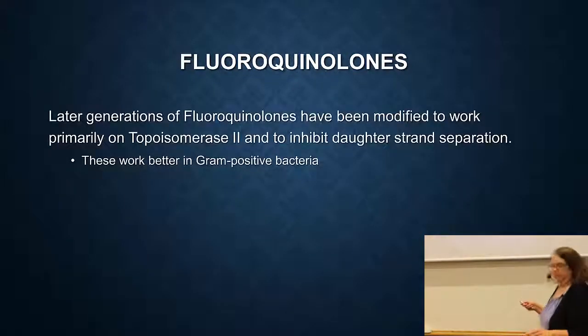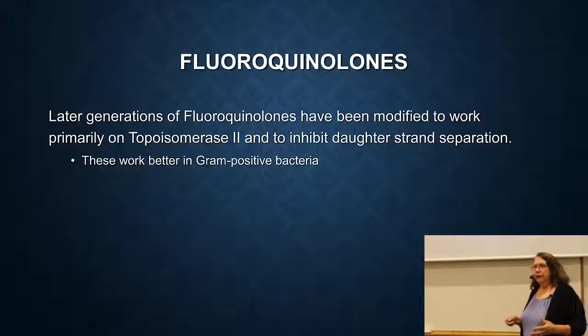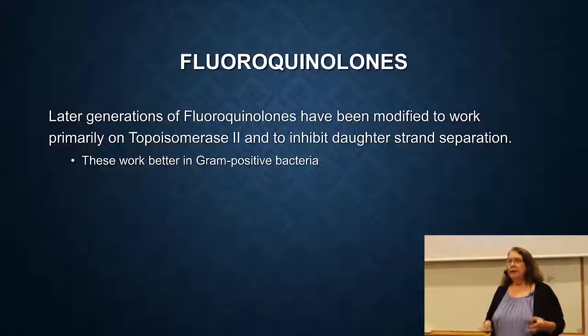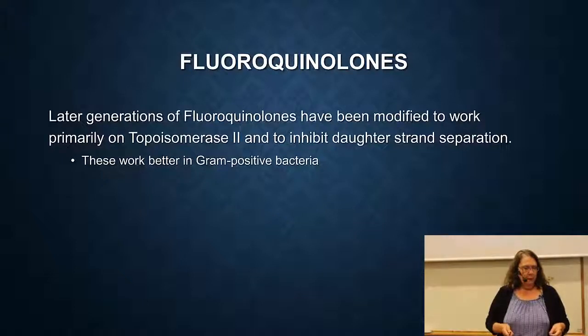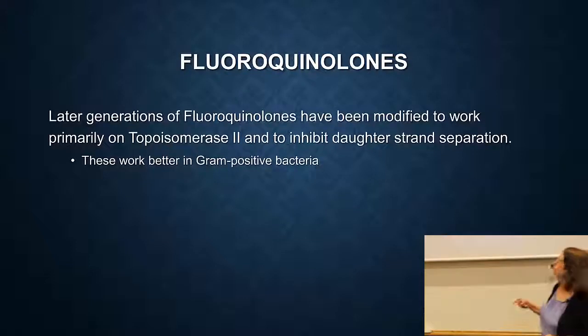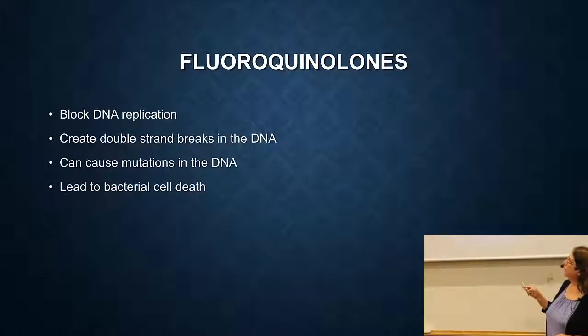Now, fluoroquinolones act on gyrase and topoisomerases, but later generations of fluoroquinolones have been modified to be able to work primarily on topoisomerase 2 to inhibit daughter strand separation. And these seem to work better in gram-positive bacteria. So, in summary, fluoroquinolones block DNA replication. They create double-strand breaks in the DNA, and they can cause mutations in the DNA. They generally lead to bacterial cell death.